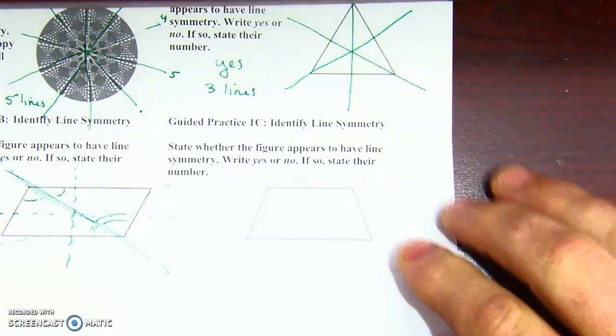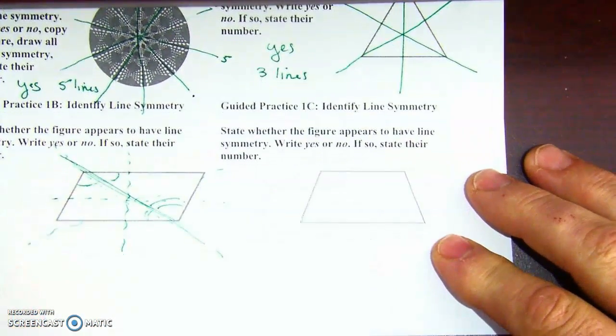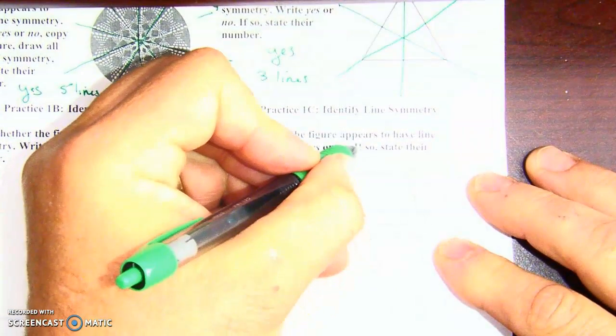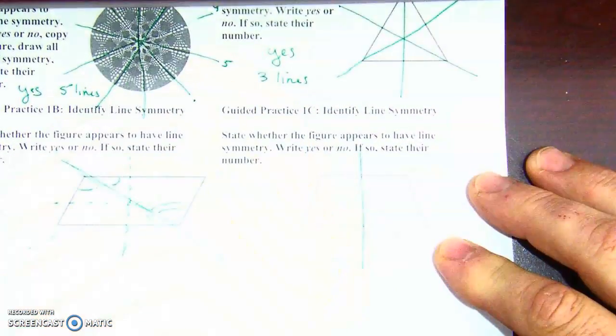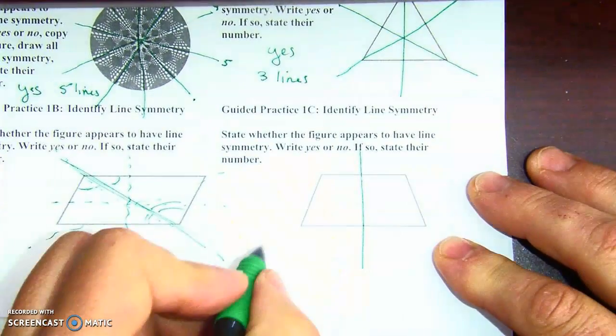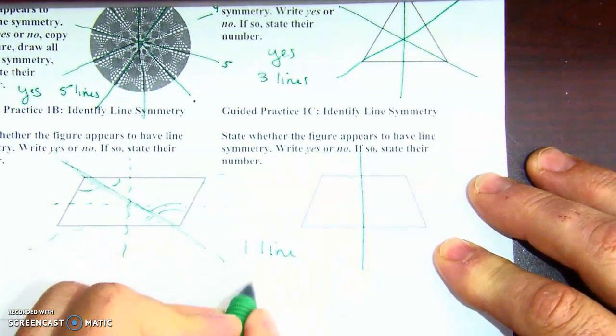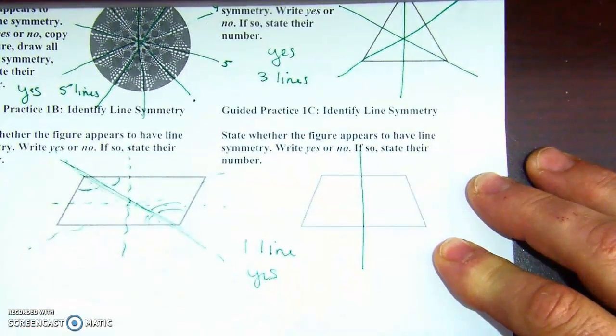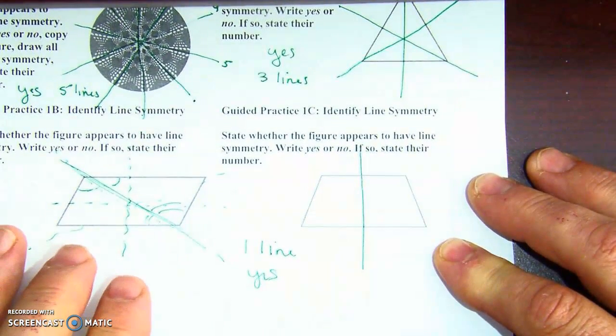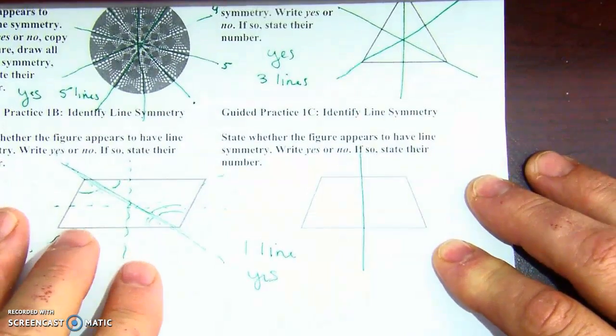All right, so how about this one? How'd you guys do on this one? Okay, there is exactly 1, which is vertically. So we say 1 line, and the answer is yes. Okay, anybody have any questions on those? Make sure you ask if you're not sure.